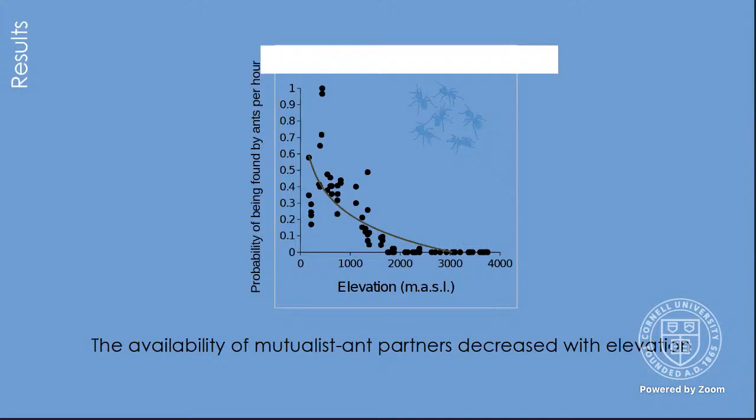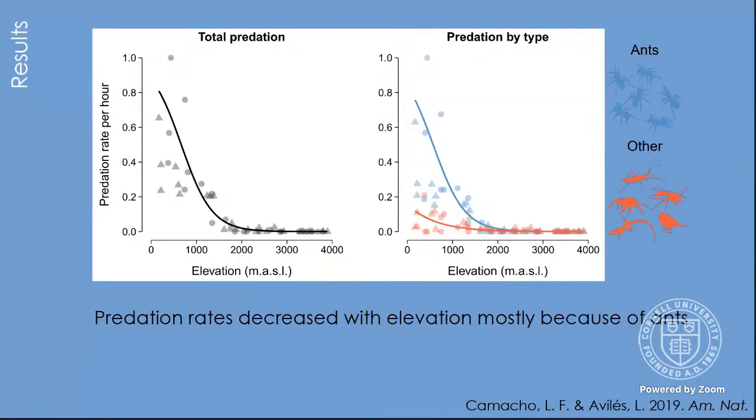Now, with predation, the results are a little more interesting. So first of all, we found that predation rates on the live fly baits decrease with elevation, as we can see on the graph on the left. And this was mainly because of a sudden decrease in ant predation, as we can see on the graph on the right.